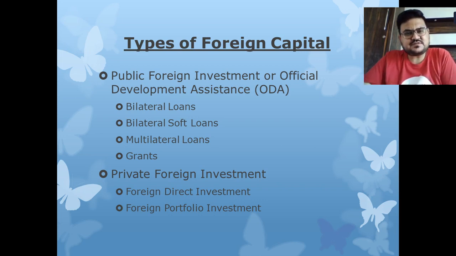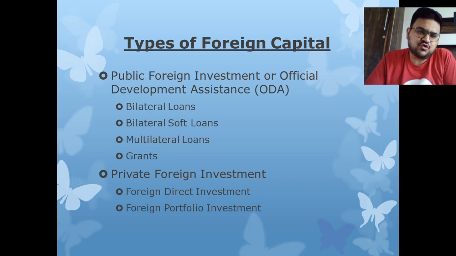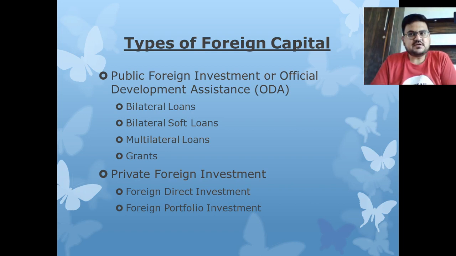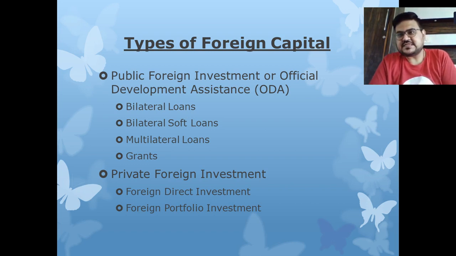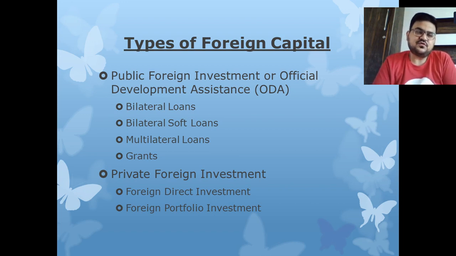So these are the ways money can come. Money can come through loans, money can come through grants, money can directly be sent to us for investment into any company, or money can be sent to us as a portfolio investment. So basically money can be invested into our share market, our indexes, and that's how money can flow into our country. So these are ways with which we can have money.